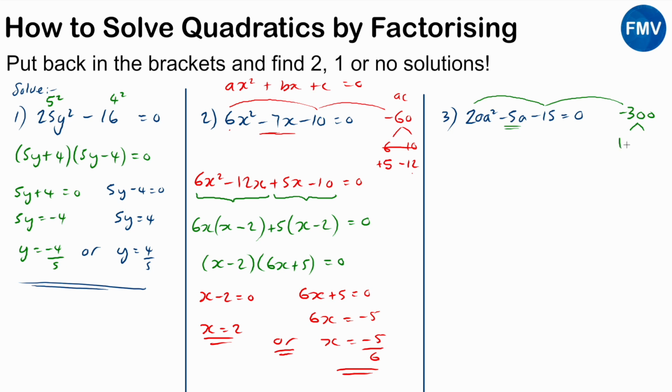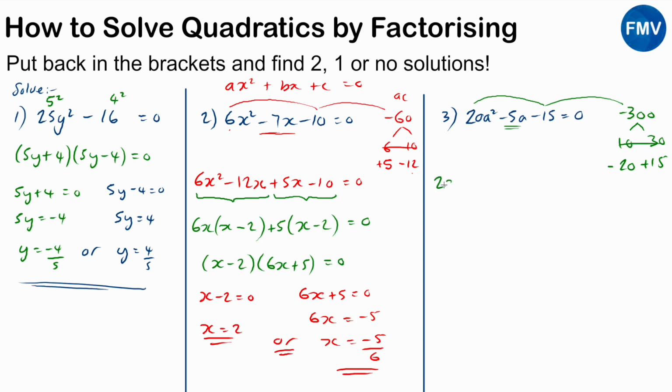I'm going to start with 10 times 30. I'm ignoring the sign at the moment. That's got a difference of 20, so I'm a little bit off. So now I'll look at 20 multiplied by 15. Well, that has a difference of 5. So I want a negative 5. So that will be a negative 20 and a positive 15. So I will use those ones to replace the minus 5a.